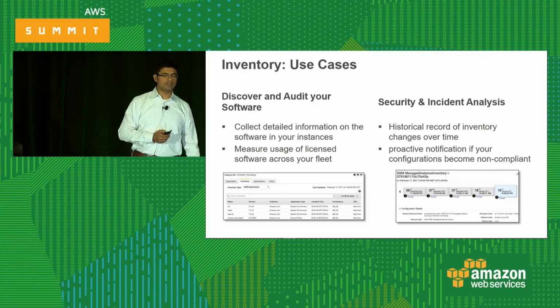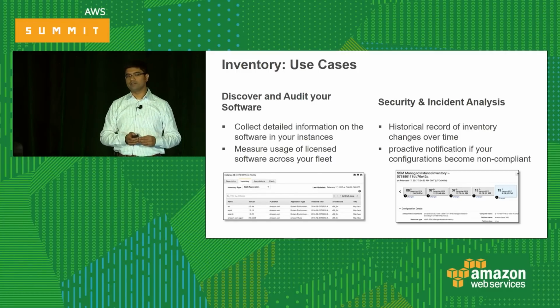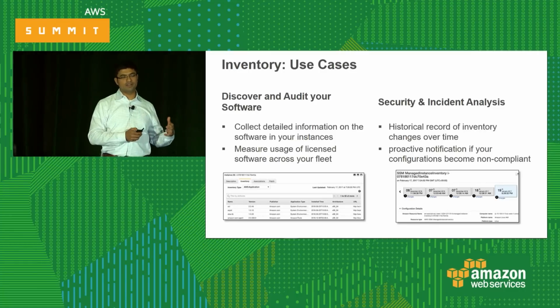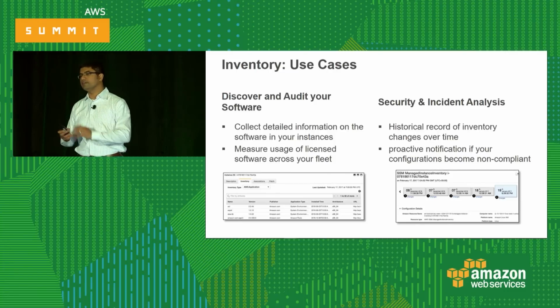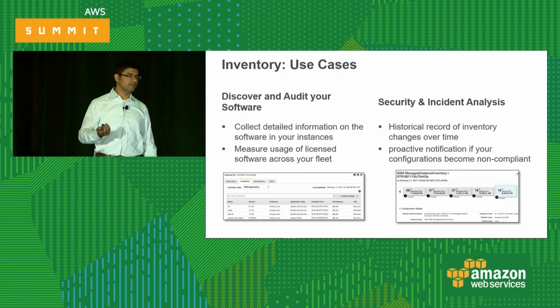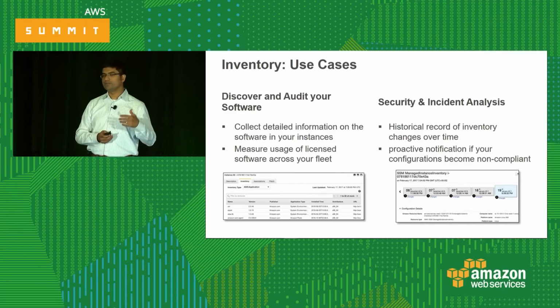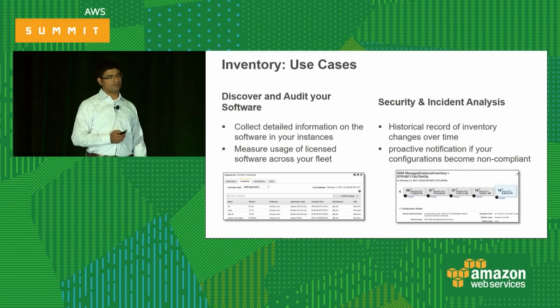What you can also do is, in inventory, we recently announced a new feature called Resource Data Sync. The idea here is that rather than having all that data just in inventory, you can also enable that data to be dumped into S3 and in a certain format, which lets it be queryable easily with tools like Amazon Athena, as well as be visualized in a tool like Amazon QuickSight.